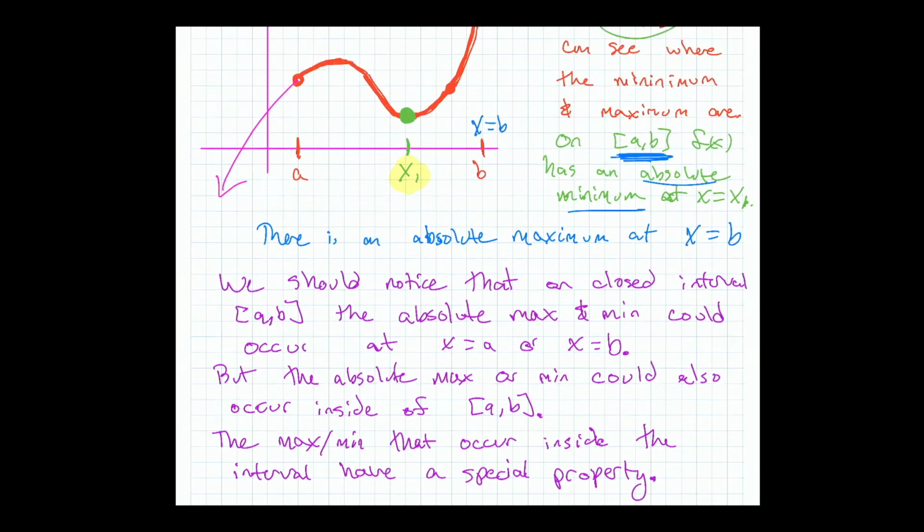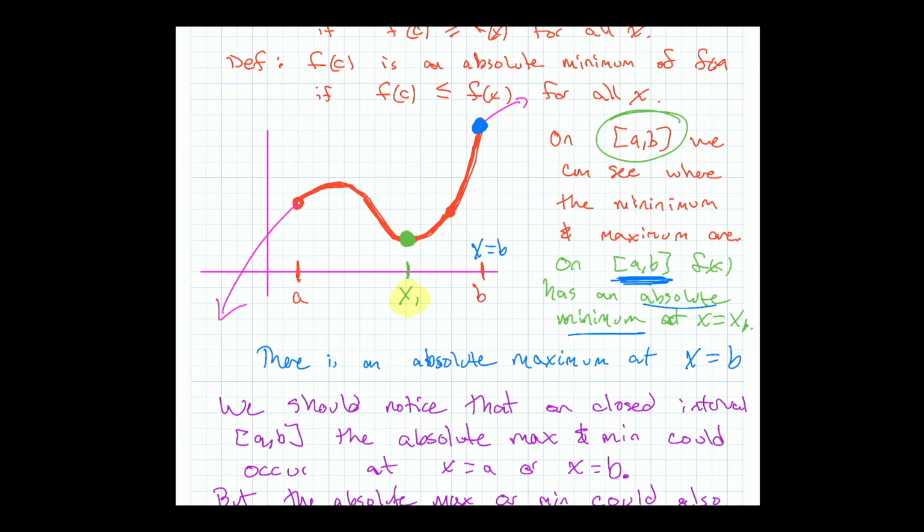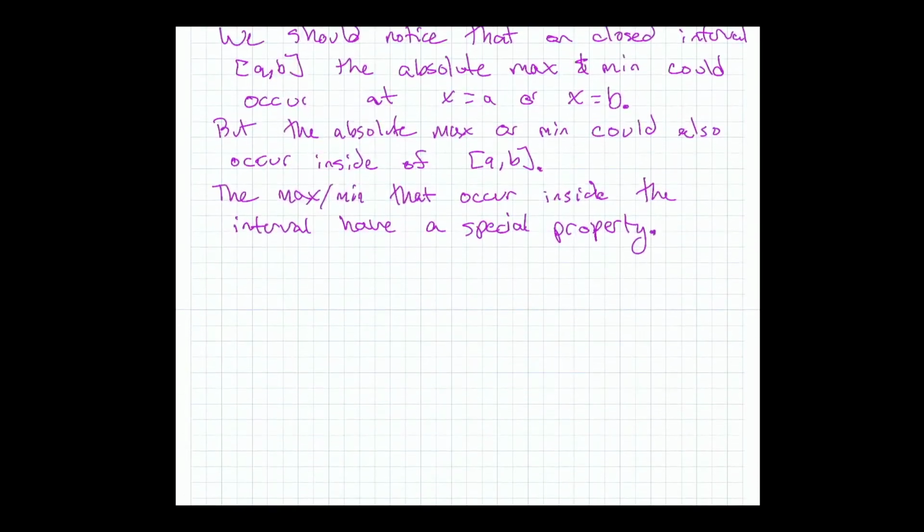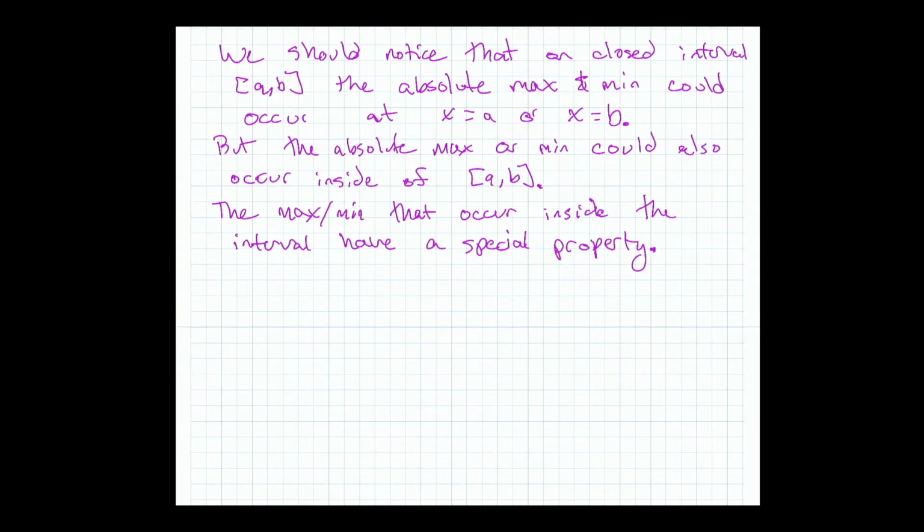What's the property? Well, look at x1. What's special about x1 is that if you drew the tangent line at x1, it would be horizontal. And if the tangent line is horizontal, that means that at x1, the slope is 0. Specifically, it's a little bit more complicated than just that, but the property is that f prime of x either is 0 or it's undefined at those points.